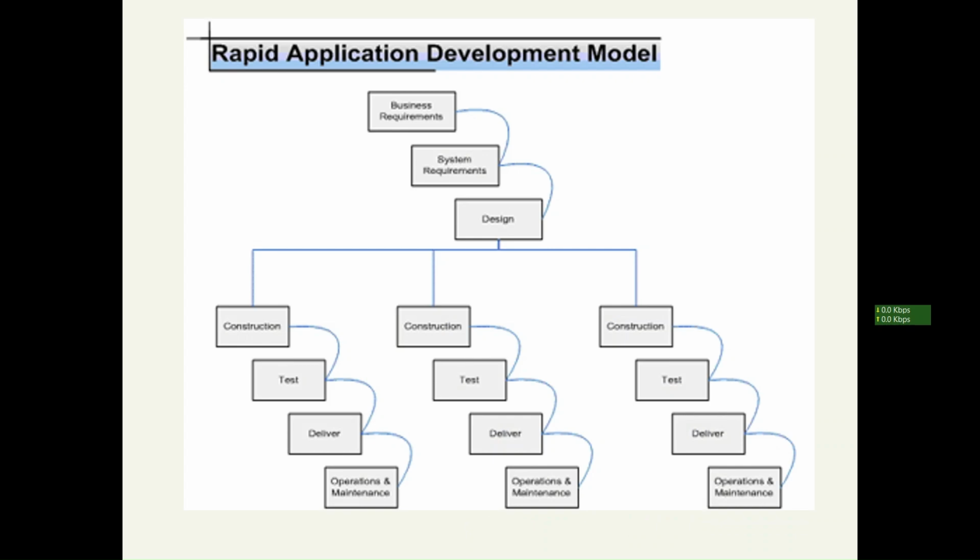Okay. Next one is the rapid application development, RAD model. In the RAD model, once you get the requirements, then you prepare the system requirement, then the high level design will be created. Then they'll split it into 3 or 4 or 5 teams, and parallelly those teams are going to start the code, do testing, deliver, and go for maintenance. So 3 or 4 different teams are going to parallelly start the work at the same time.